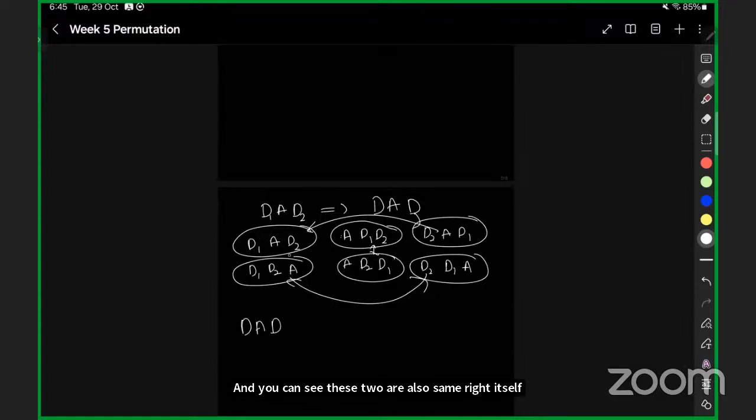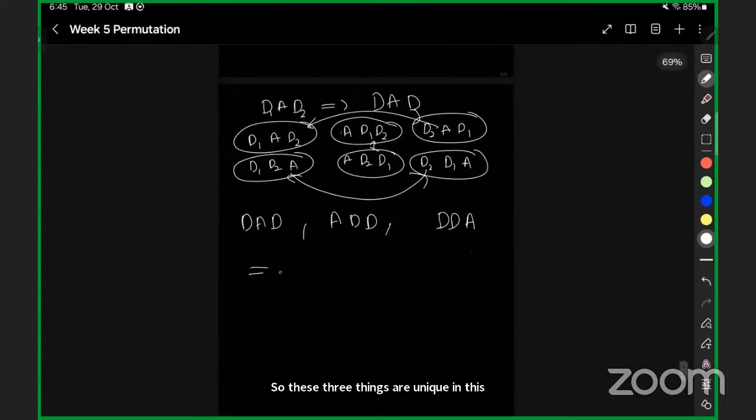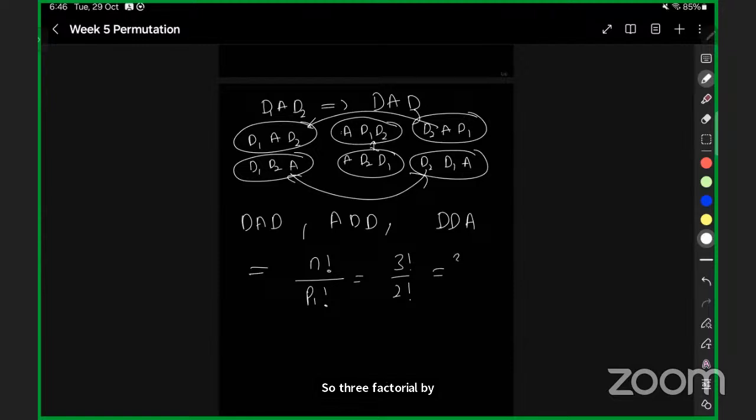And you can maybe write DAT, ADD, and here DDA, right? DDA. So these 3 things are unique in this. And so how did we come up with this is, if we have, let's say, n distinct objects, and in that anything is repeating, so here we have only one, right? So maybe I'll call it as P. So you have to divide by that factorial. Okay. So 3 factorial by 2 factorial, and that's how we got 3.